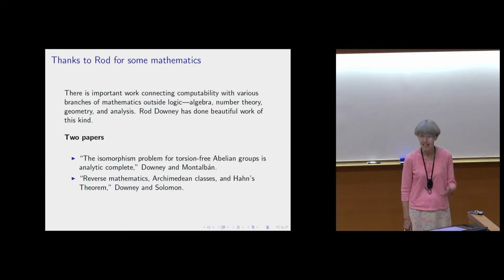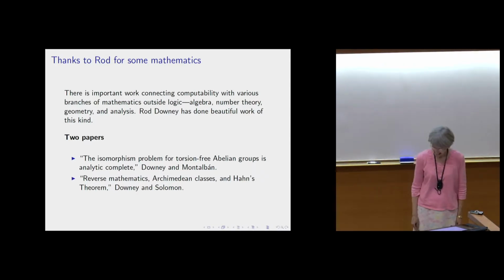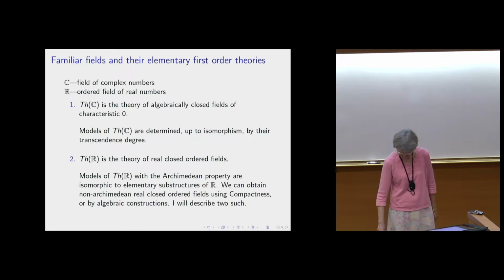I'd like to just mention two papers of Rod's. The first is "The isomorphism problem for torsion-free abelian groups is analytic complete." This is joint with Montalbán. And I like this paper very much. That's why I'm mentioning it here. The second is "Reverse mathematics, Archimedean classes, and Hahn's theorem." This is joint with Reed Solomon, and it is somewhat related to my talk. So that's why I'm including this one. There are many other papers I could have chosen.